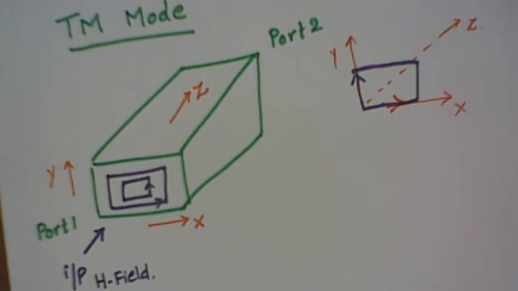Okay, so transverse magnetic mode, whenever we find the magnetic field perpendicular to the direction of propagation, is called TM mode. Now, like TE mode, TM modes are also infinite in number.